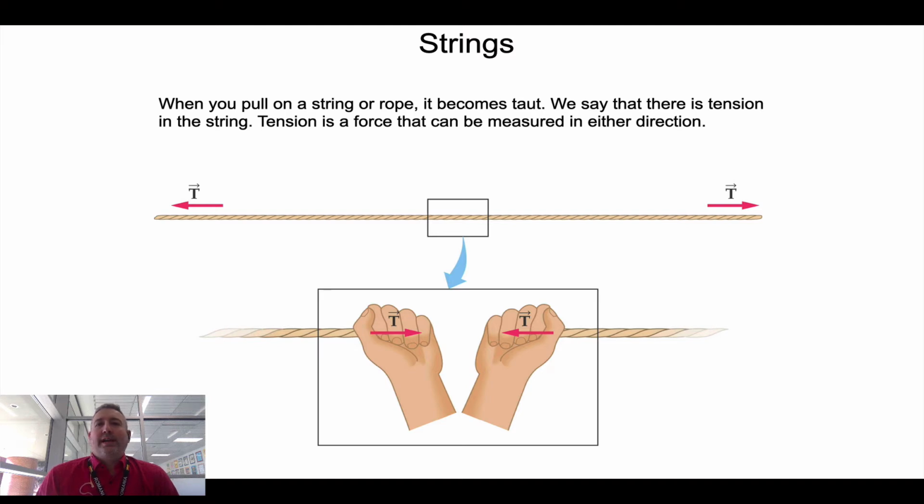So the book uses a capital T vector to represent tension. I sometimes say F sub T or things like that. You might see me do that. So tension is a type of force. It's measured in newtons, just like any other force. All right. And if the string is not tight, the tension is 0.